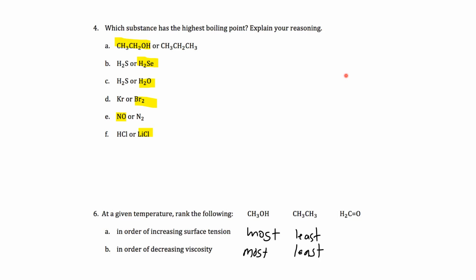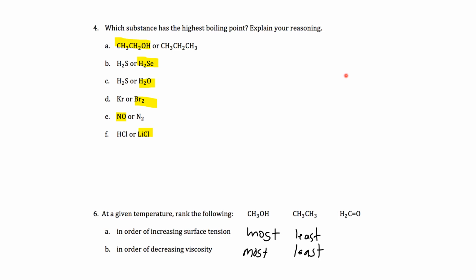And then with D, it's kind of the same idea. In each case, we're going to have a nonpolar substance. But with krypton, it's just that single atom, whereas with bromine, we've got the diatomic molecule. So we're going to have two of those atoms. So it's going to be a bigger substance overall, so we'll just have more of the dispersion force there.